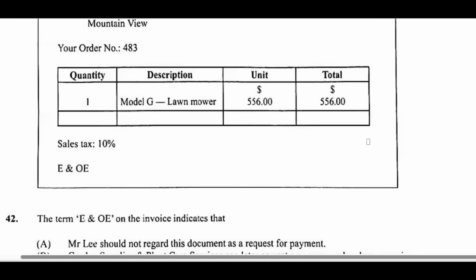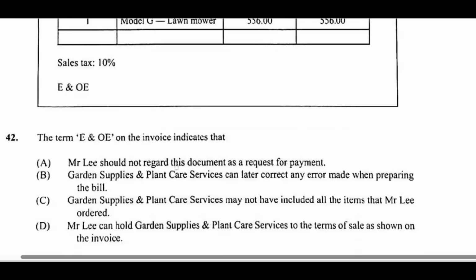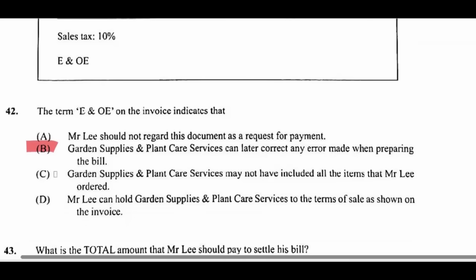It means if I give you an invoice, and let's just say I made an error, the error was I put 5, but I really meant to put 9. So because I made an error, once it has E and OE, I am allowed to change it. All right, so let's see the answers. Mr. Lee should not regard this document as a request, no. Garden supplies and plant service can later correct any error made when preparing the bill. I don't even have to read out the other answers. B is the answer.